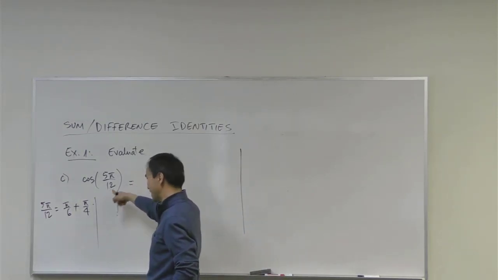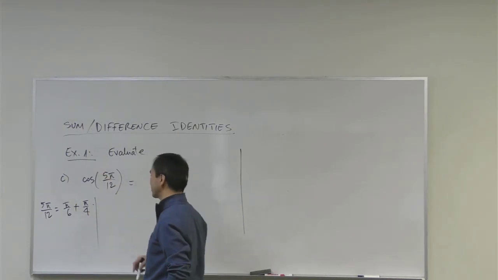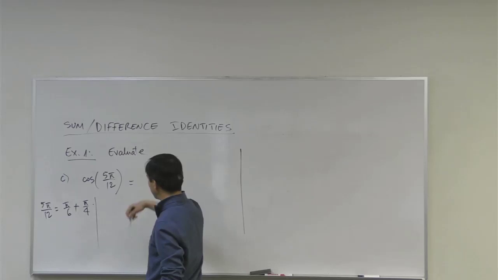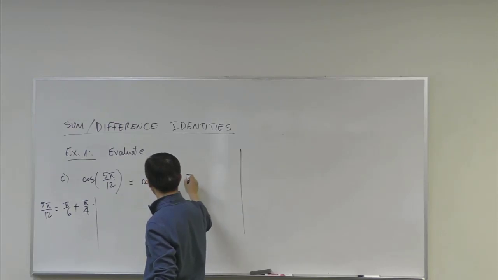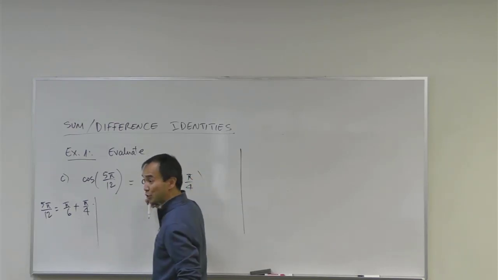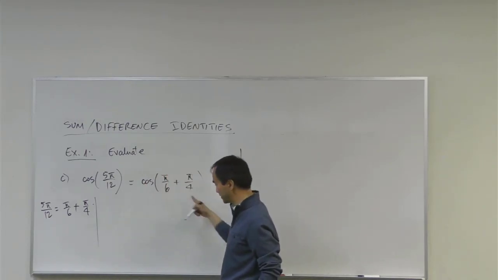As a solution here, I'm using a sum again, even though you could also think of that as a difference of two other angles. The cosine of 5 pi over 12, now I can see that as cosine of pi over 6 plus pi over 4. So now I'm about to use the cosine of a sum.